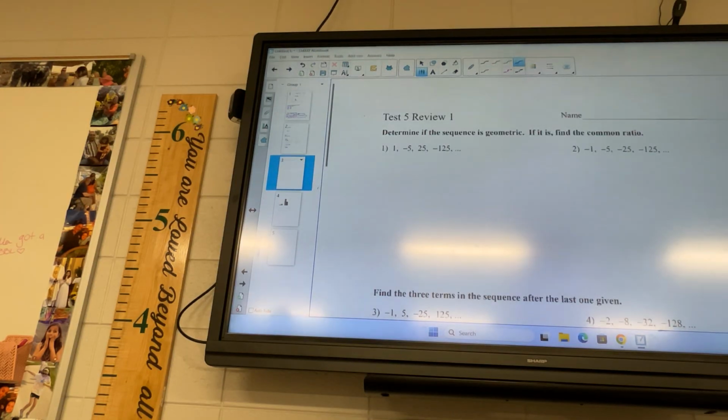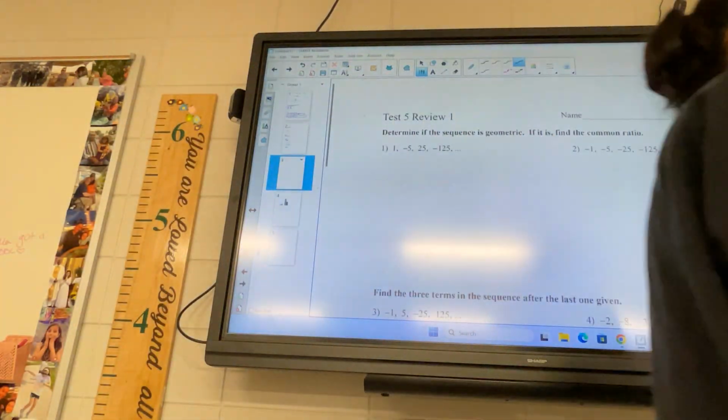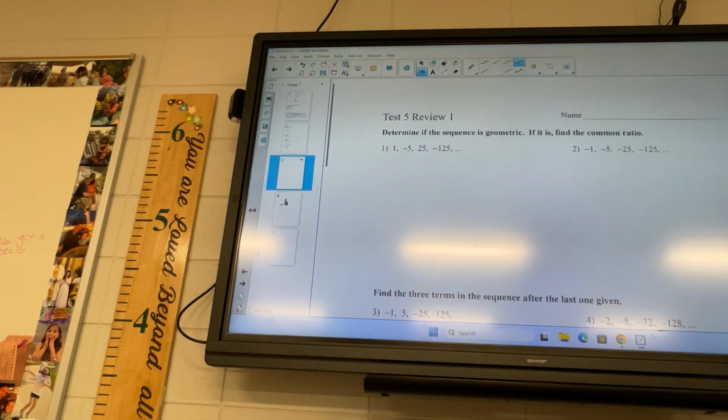So, determine if the sequence is geometric. How do we know it's geometric? What do you gotta do? Anybody remember? You do gotta divide what by what? 125 by 25. Perfect. So the back to the beginning number, okay?